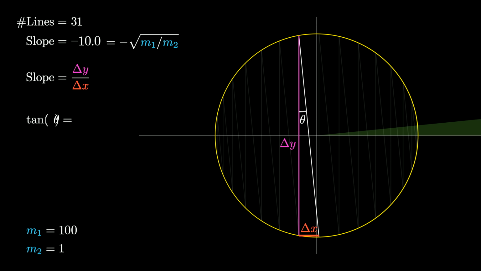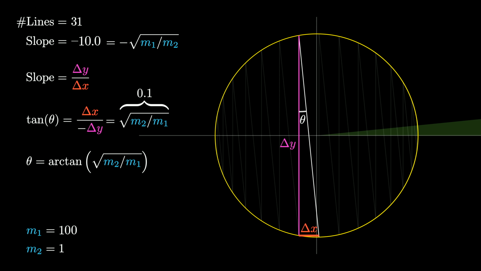Well, the tangent of that angle, opposite over adjacent, is going to look like that change in x divided by the change in y. I'm putting a little negative sign in front of that y because in this diagram, that change in y is negative, so we want to counteract that. The tangent of this angle should be a positive number. This looks very similar to the slope. It's basically just flipping the expression and adding a negative sign. So the tangent of theta is equal to the square root of m2 divided by m1. So with a mass ratio of 100 to 1, the tangent of the angle is 0.1. This means that the angle itself would be the arctangent of 0.1.